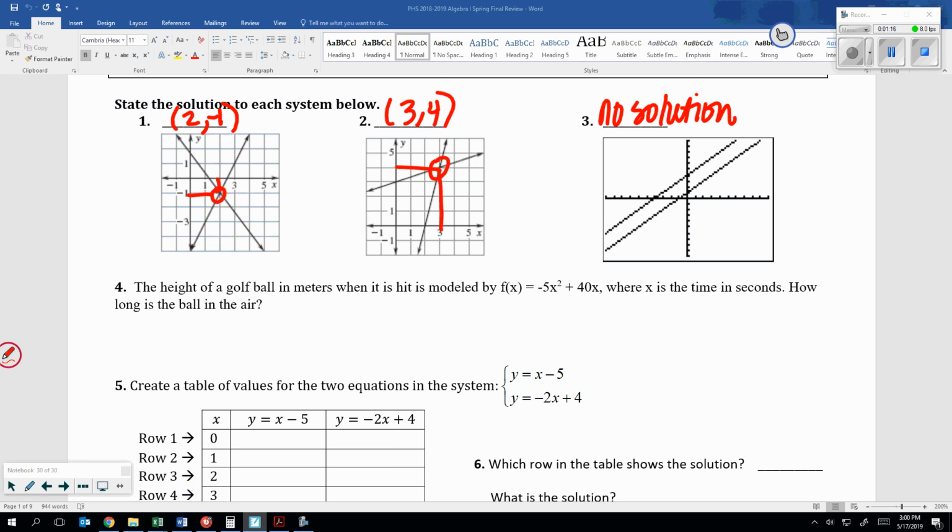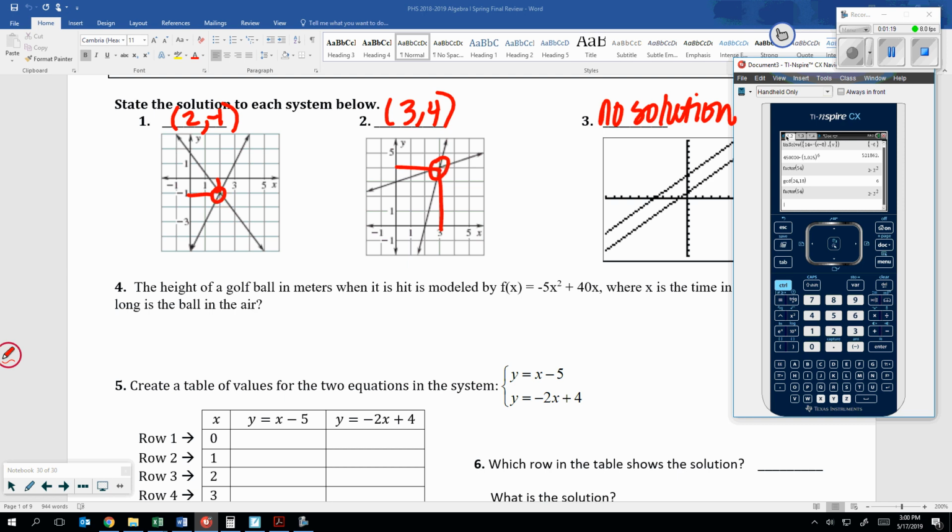Okay. So when doing this, we're going to use our calculator. We're going to go to a graph, and we're going to graph the equation that's given: -5x squared plus 40x. It's going to graph it. Now, what this is saying is this x-axis is the ground. So the ball goes up, it finally comes back down, and when it hits the ground, that's how long it was in the air for.